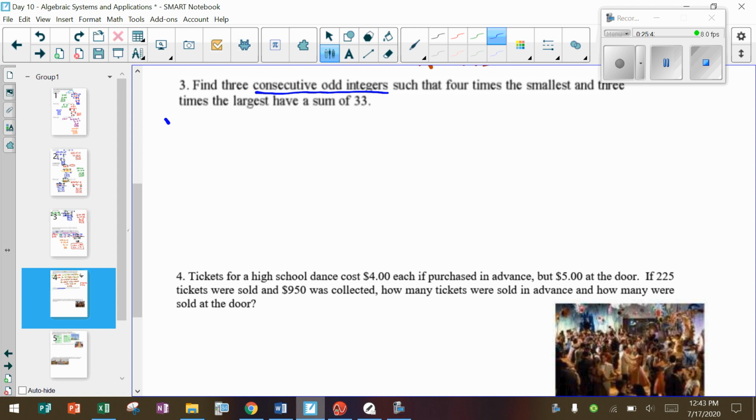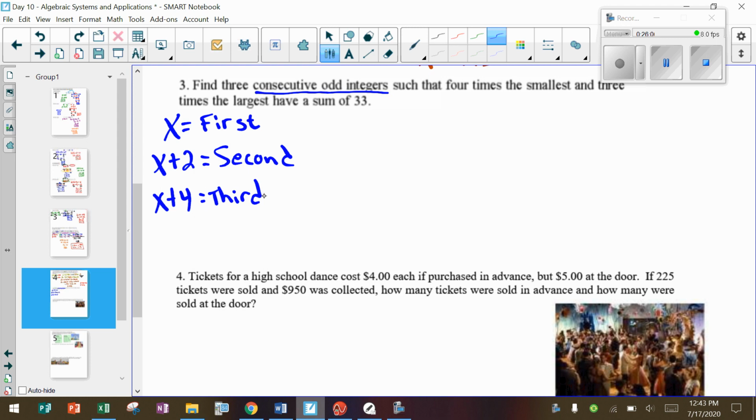So if x is my first consecutive odd integer, the next odd number is 2 more than that. Like if you count odd numbers, 3, 5, 7, 9, 11, you keep counting up by 2s. So x plus 2 would be the second number, and x plus 4 would be the third. So those are expressions to represent the 3 consecutive odd integers.